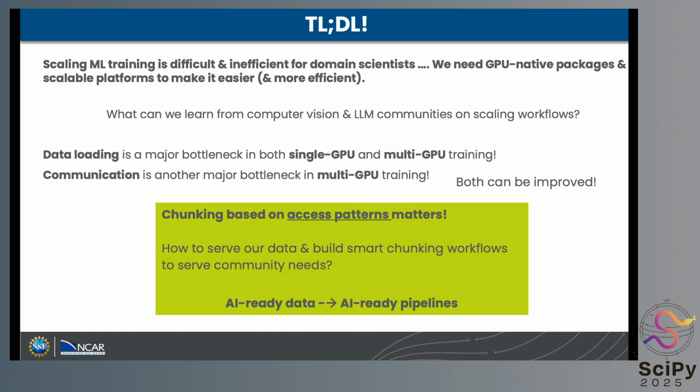Data loading is still a major bottleneck for both single GPU and multi-GPU training. Communication is also another bottleneck for the multi-GPU training. Both of these can be improved, so there are ways to improve these. But there are also some opportunities.